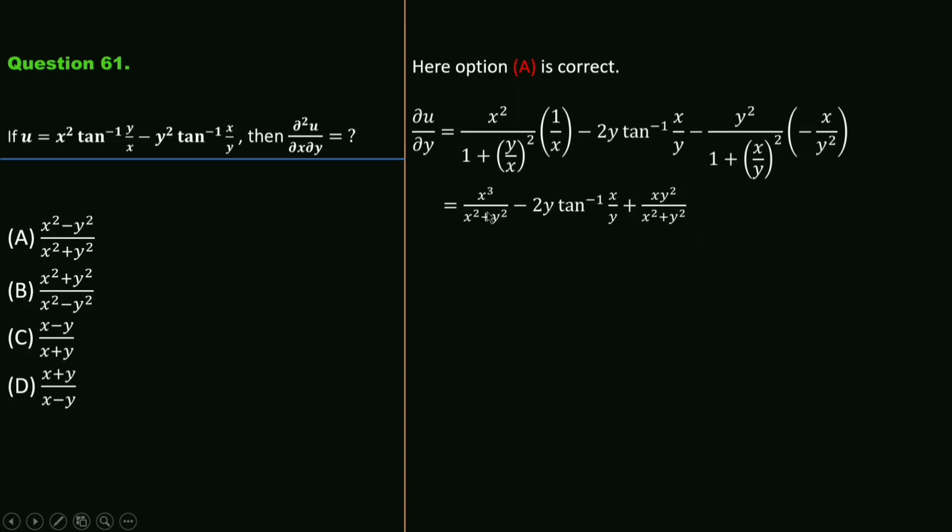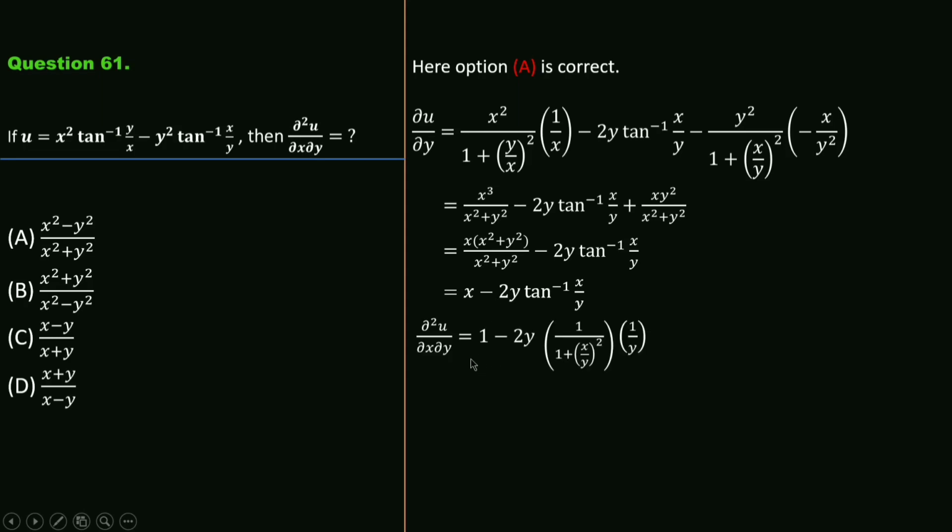Here by summing this and this we get x into x square plus y square by x square plus y square, minus 2y tan inverse x by y, and this x square plus y square by x square plus y square cancels out. That means we get x minus 2y tan inverse x by y. That means del u by del y is given as this quantity. And now we have to differentiate this with respect to x, that means del x.